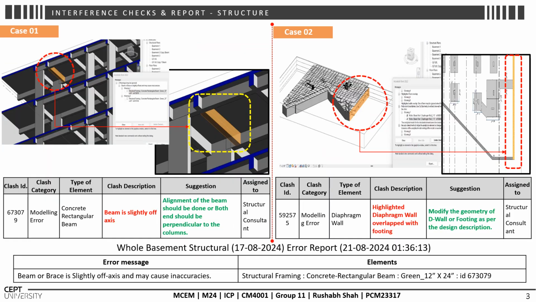In the structural discipline, the clashes are that the beam is slightly off axis. This is by the structural consultant and is a modeling error. The other clash highlighted is the diaphragm wall overlap with footing. This is also a modeling error, assigned to the structural consultant, who has to resolve it, and we have also attached the report showing the same clash ID for the interference check.